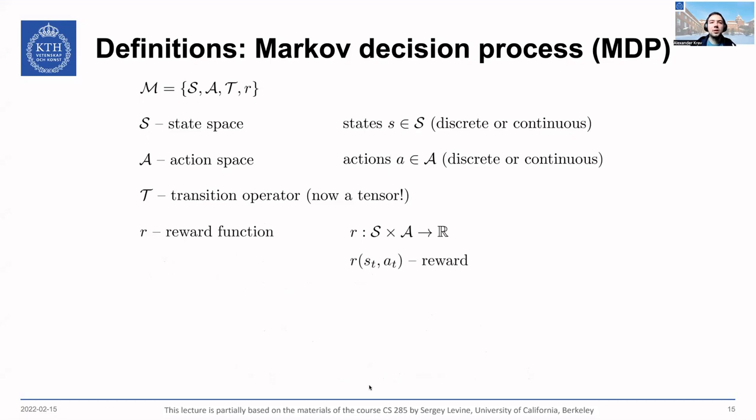And on top of that, we get a reward. The reward function is basically defined on every pair (s, a). So it's defined on the product of the state space and action space, and it gives you a scalar value, which would be the reward.